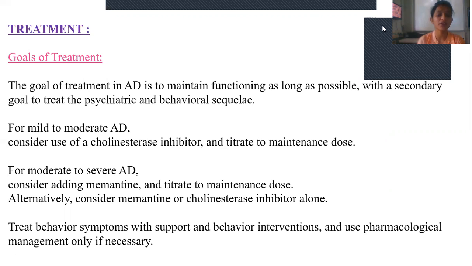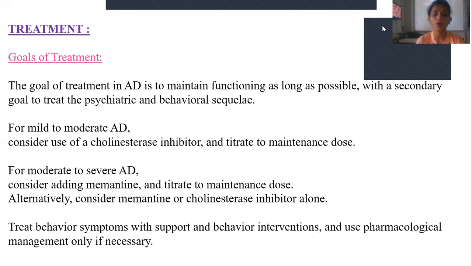Then for mild to moderate Alzheimer's disease, if the condition is mild to moderate, we go for cholinesterase inhibitors. Initially we give a low dose of cholinesterase inhibitor, and gradually we increase the dose, that is, titration of the dose should be done, and then we keep the patient on a maintenance dose. This is what we follow for patients who have mild to moderate Alzheimer's disease.